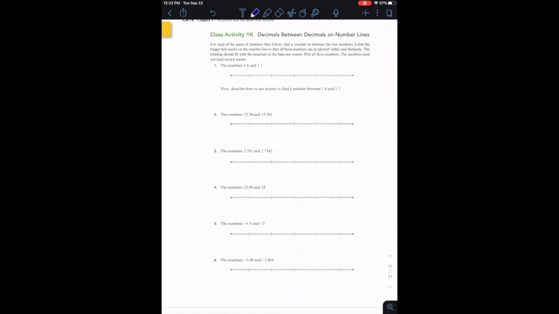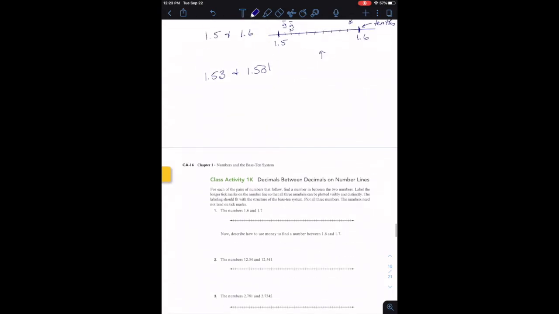So decimals between decimals on the number line. Now this is going to take us even further into the kinds of examples that I've just given you. So let's go through them now. If any of the examples up above didn't make sense, hopefully this explanation will make them make a bit more sense. We're asked, for each pair of numbers that follow, find a number in between the two numbers. Label the longer tick marks on the number line so that all three numbers can be plotted visibly, distinctly. The labeling should fit the structure of the base 10 system and plot all three numbers. The numbers need not land on the tick mark.